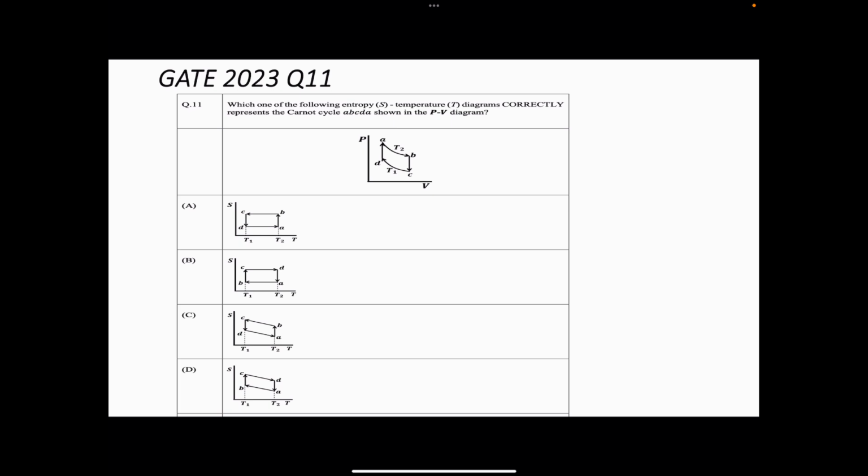So this is GATE 2023 physics paper question number 11, which states: which one of the following entropy-temperature diagrams correctly represents the Carnot cycle ABCDA shown in the PV diagram? So this is the Carnot cycle which is shown, and these are the options in the temperature-entropy diagram. So we will see how we will proceed with this particular question.